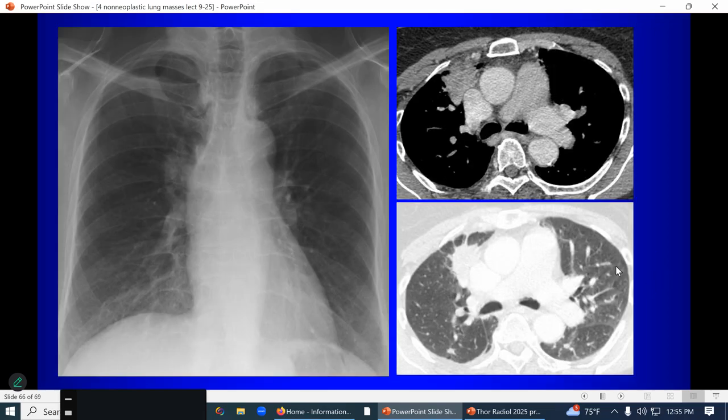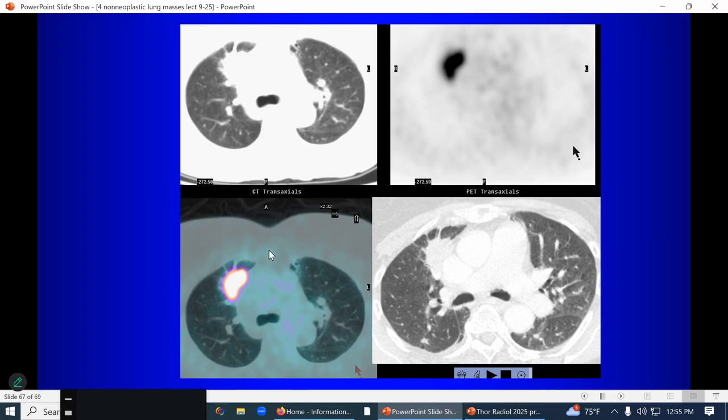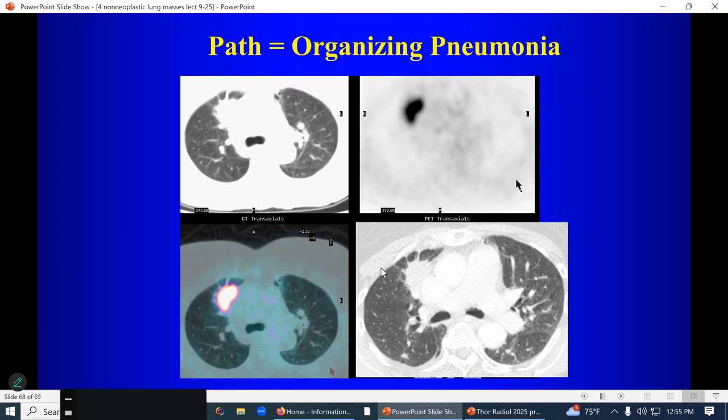Okay? And then this patient had this thing here that everybody thought was going to be a lung cancer. It goes to PET CT. There it is. It's lighting up like anything. That's got to be a lung cancer. It was actually biopsied 3 times because nobody believed the biopsy results. And this turned out to be organizing pneumonia.